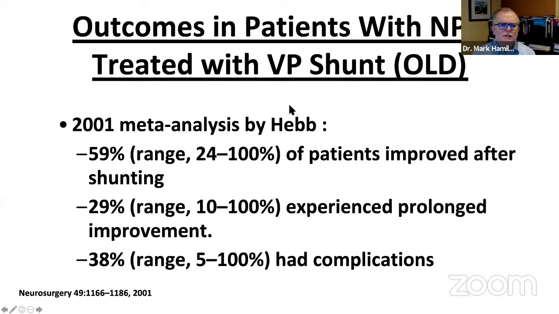This is a meta-analysis published in 2001 by Hebb and Cusimano in Neurosurgery. And what it was looking at was what had happened up to that point. What was happening with treatment was that only a small number of patients had temporary improvement, very few had prolonged improvement, and complication rates were exquisitely high. You look at here, the range 5 to 100%.